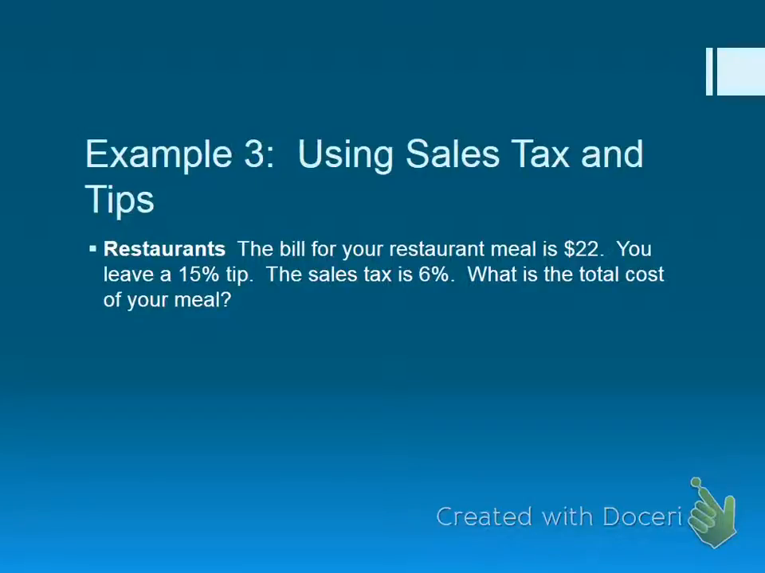So the bill for our restaurant meal is $22. We leave a 15% tip, and our sales tax is 6%. So how much is the total cost of our food bill? Well, now we have to do this calculation twice. We've got to figure out how much is our tip and how much is the tax. All right, so how much is my tip?